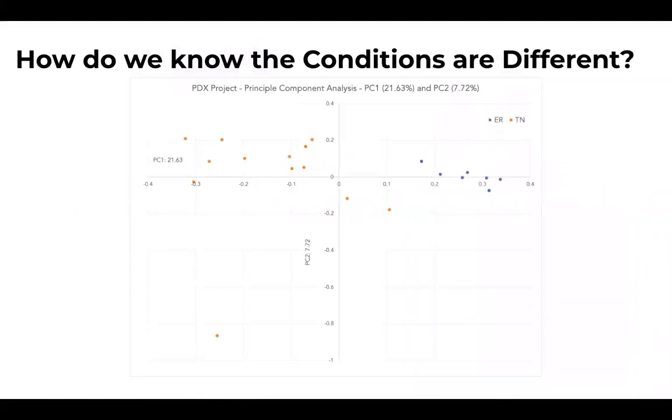So how do we know the conditions are different? From the previous PCA analysis, we know that the conditions are different, right? The difference is based on all of the genes, and all of the genes will have different profiles. So our goal now is to find the genes that are different as opposed to the ones that are not.